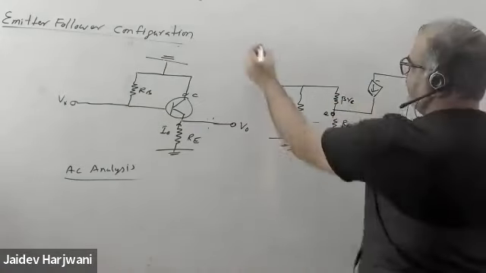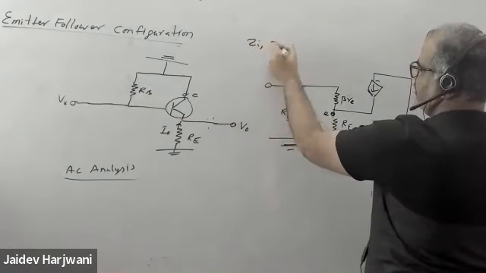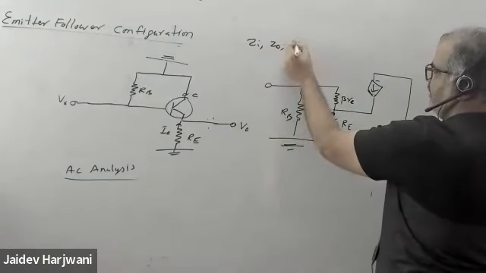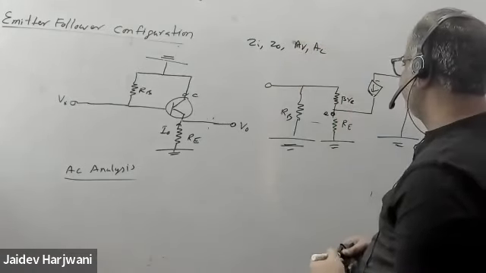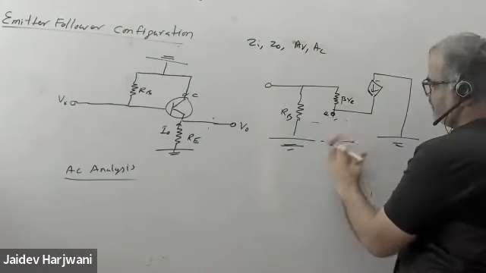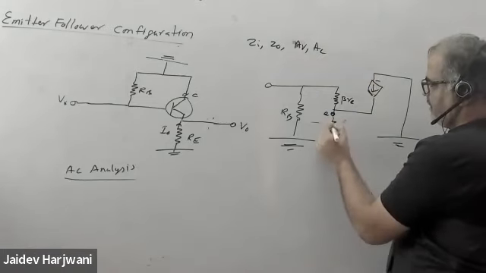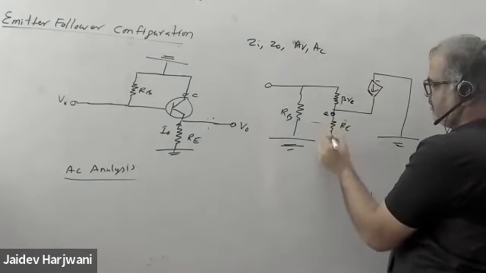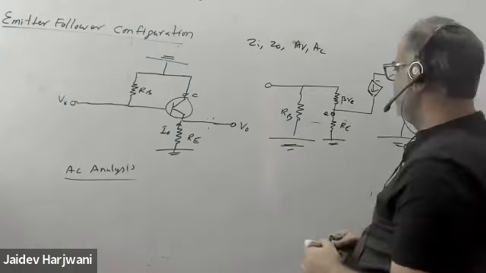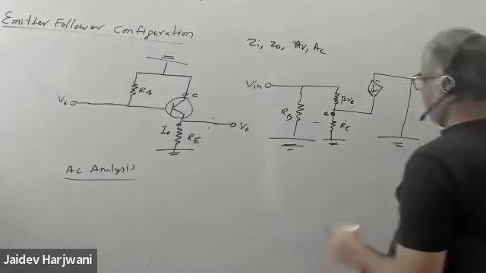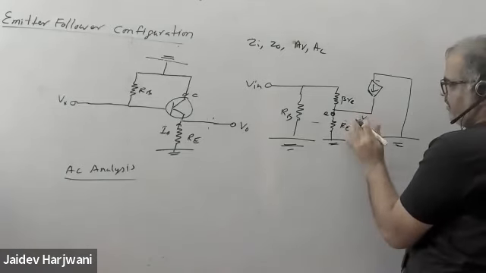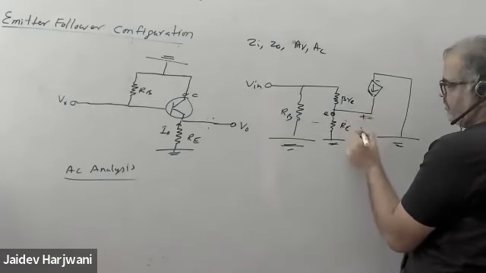Now I need to find out Zi, Zo, AV, and AI. So this is your RE. Okay. So let me calculate now first. This is V input and V output. Now I'm taking here, this is my V output.